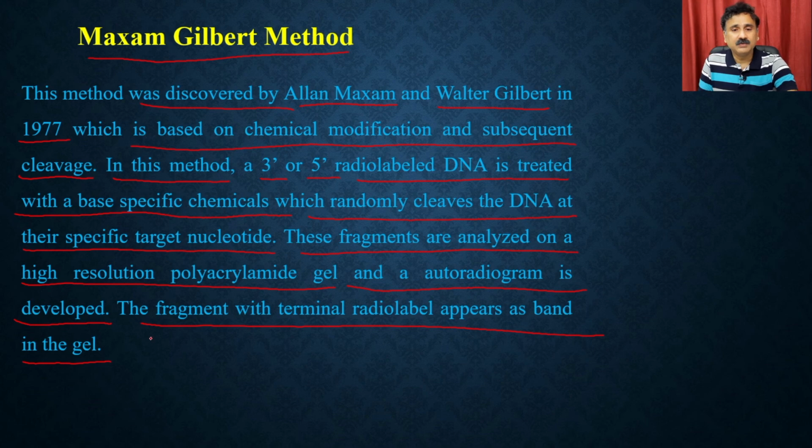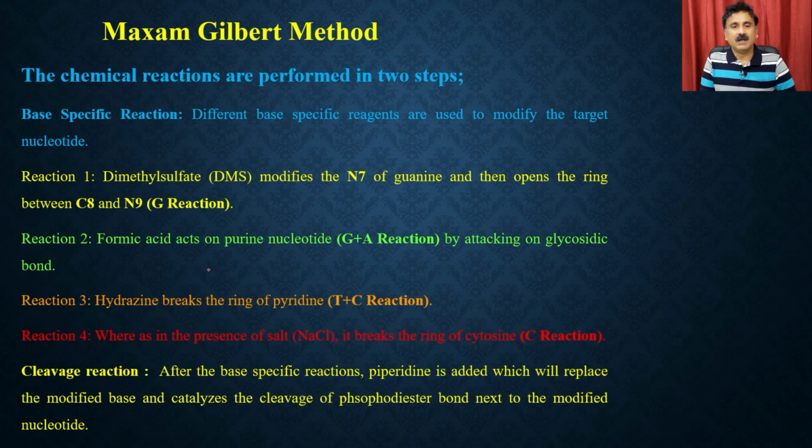So what you're going to do is the reactions for A, T, G, and C. So these are the 4 reactions you are going to do, right? In reaction number 1, you are going to add dimethyl sulfate, or DMS, and that is going to modify the N7 of the guanine. So that is going to be called the G reaction. So this reaction 1 is going to modify the guanine.